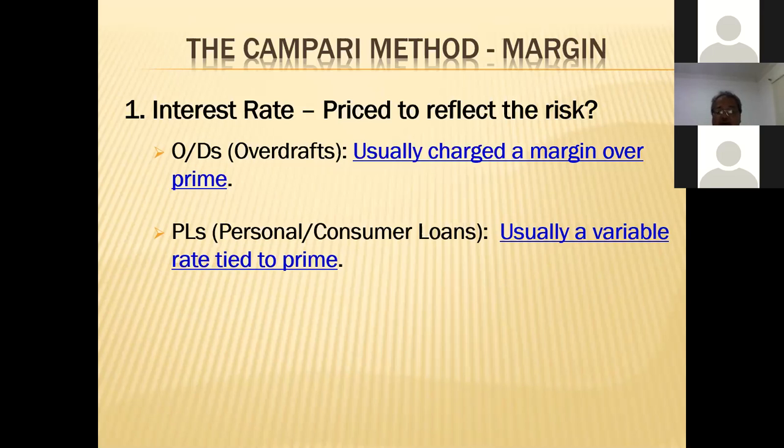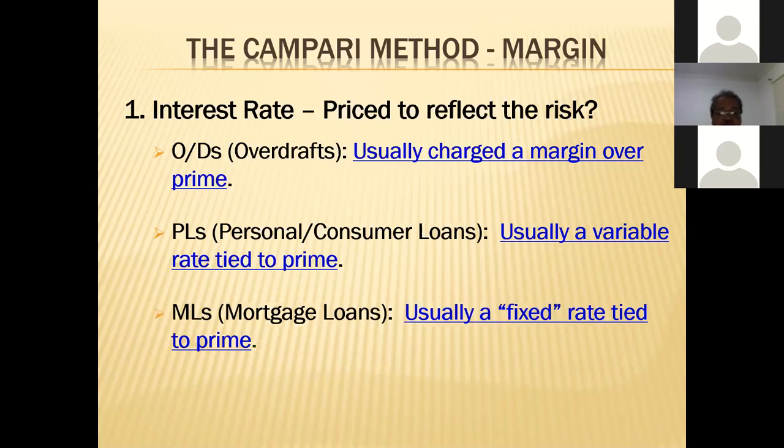you definitely want to make it a variable rate tied to the prime. And again, the margin is the same. So for a 16% interest rate, you'll subtract the 4.25 from the 16%, and that'll give you your margin or your spread.